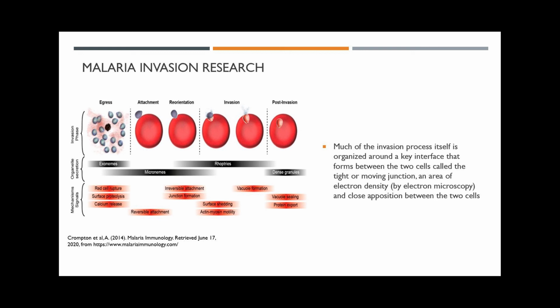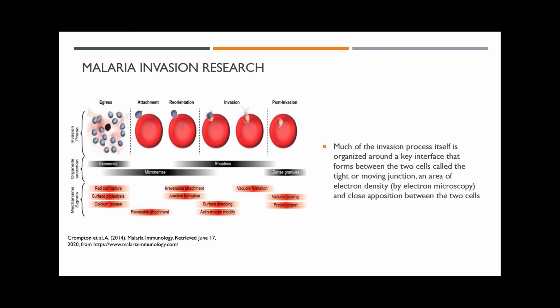Clinical immunity to malaria is slow to develop and short-lived. One reason is the extensive diversity found in malaria antigens, which facilitates parasite escape from the host's immune detection. Much of the invasion process itself is organized around a key interface that forms between two cells called the tight or moving junction. This is shown in the figure that shows the malaria and how it bursts the red blood cells and how they're able to detach and avoid the invasion process.